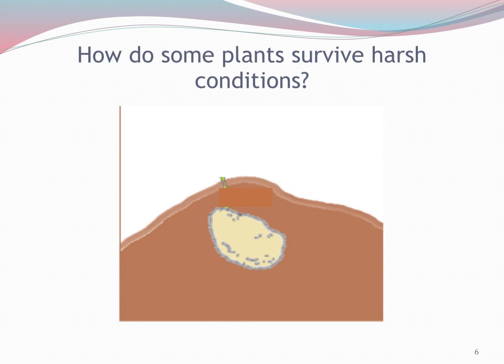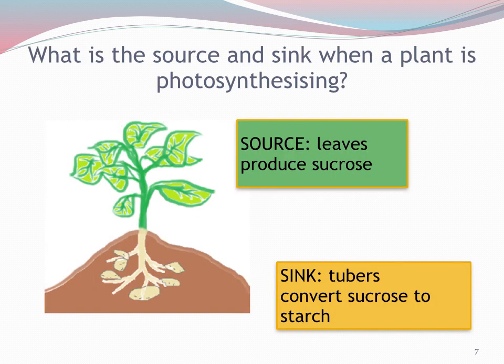So here you can see a potato. Notice how it's in a state of dormancy. So let's have a look at the example of potato tubers. During the summer, the leaves of the potato plant can photosynthesize. So the source is the leaves, and the sink is the potato tuber. The sucrose is transported from the source to the sink. So at the sink, those are your tubers. So this is where the cells in the root tubers change the sucrose into starch and store it.